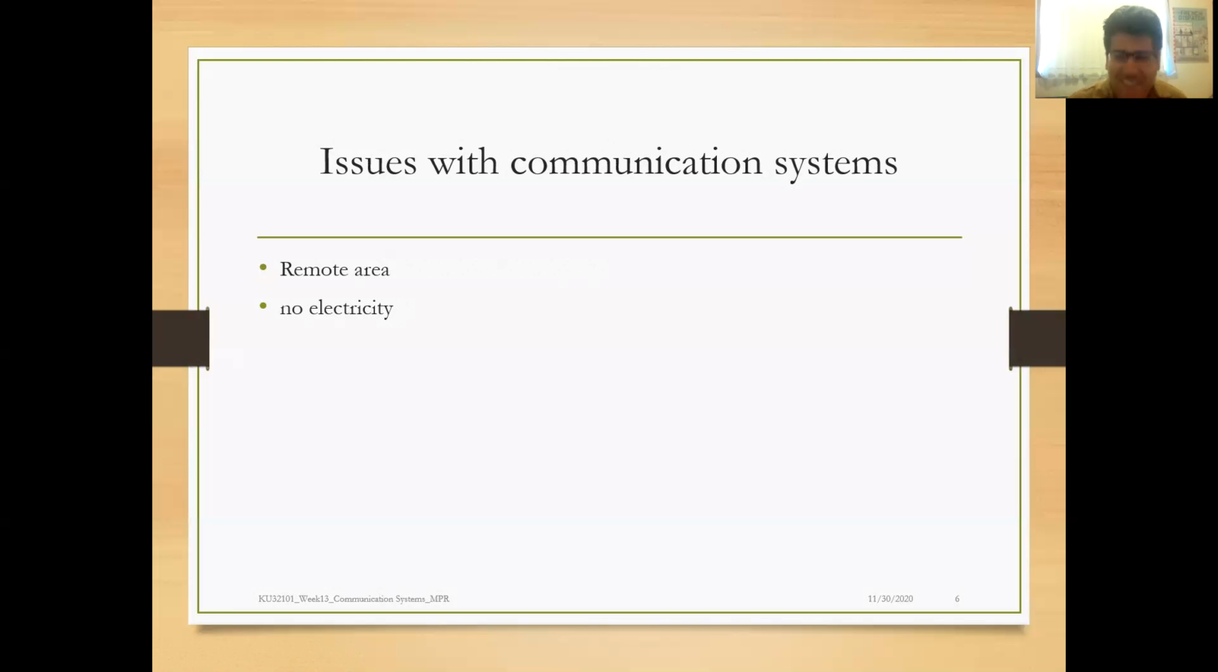Okay. So, no signal. If for some reason you have no signal, no Wi-Fi signal, or maybe there's no mobile phone service in the area, that certainly limits your ability to communicate via the internet or via your phone.